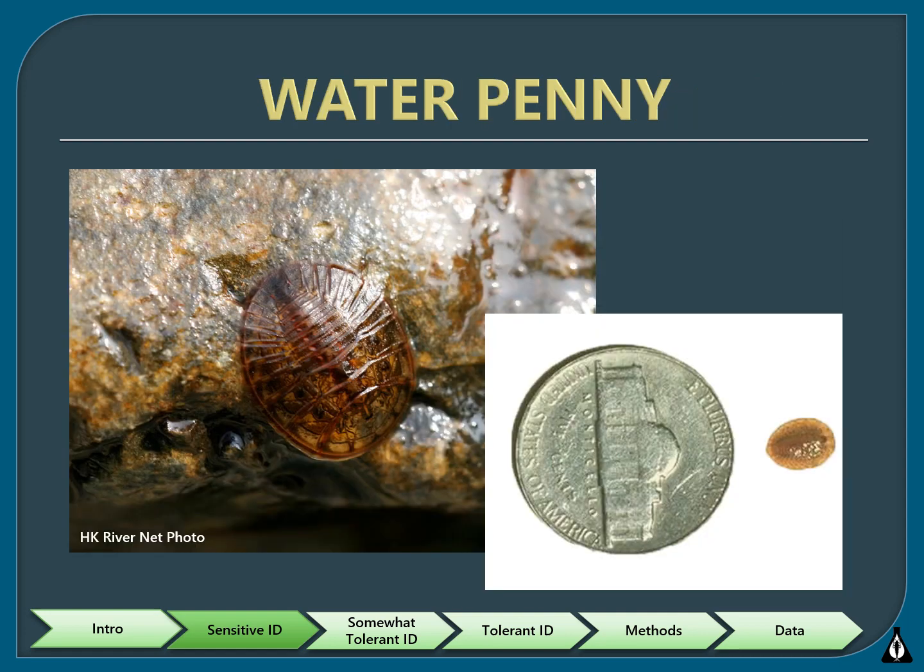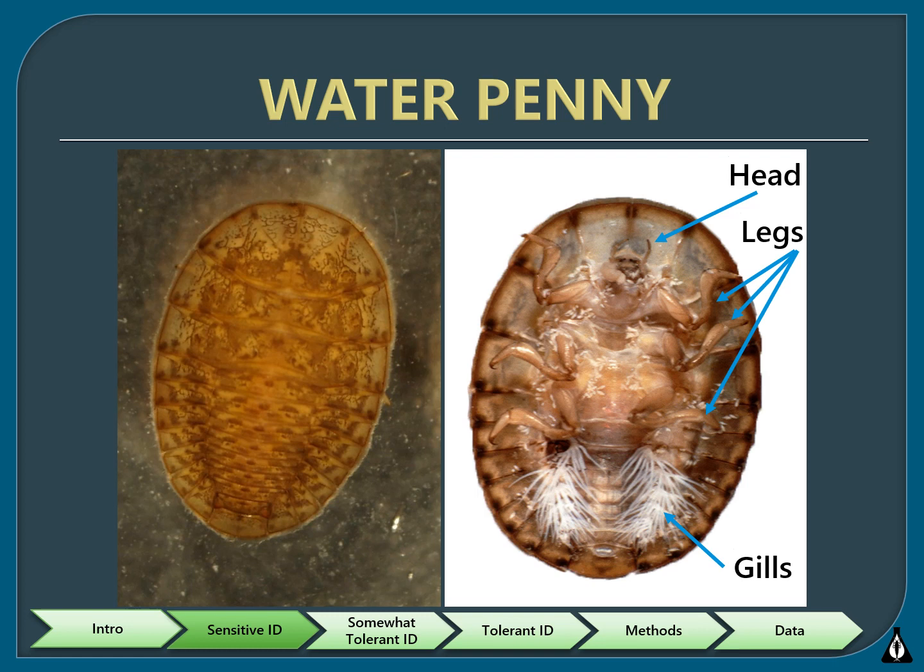Another beetle collected may be the water penny. This is a juvenile or larval beetle. Water pennies have been described as looking like a fish scale stuck on a rock. This can commonly be found clinging to the bottom of rocks in the stream. The image on the left shows the top or dorsal side of the water penny larva. Looking at the underside of the water penny larva, you can see the head, 3 pairs of legs, and gills.